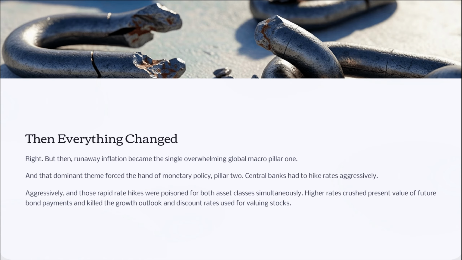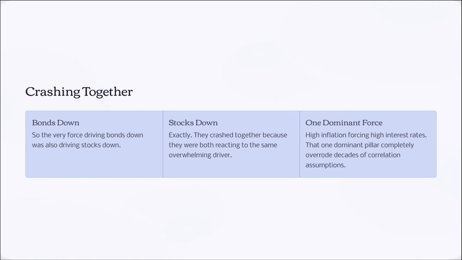Right. But then, runaway inflation became the single, overwhelming global macro theme, Pillar 1. And that dominant theme forced the hand of monetary policy, Pillar 2. Central banks had to hike rates aggressively. Aggressively. And those rapid rate hikes were poison for both asset classes simultaneously. Higher rates crushed the present value of future bond payments and killed the growth outlook and discount rates used for valuing stocks. So the very force driving bonds down was also driving stocks down.